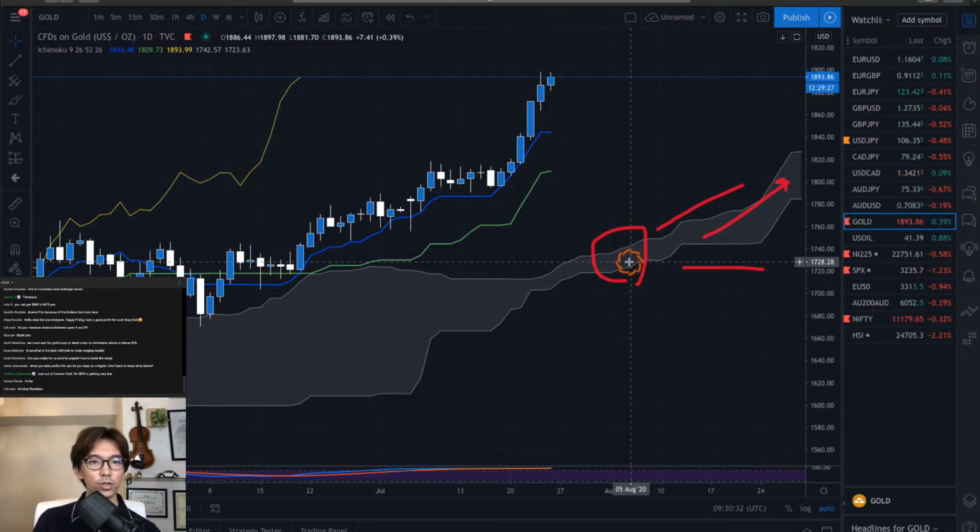We must wait for a golden cross or dead cross on stochastics above or below 50. Yep, that's true.